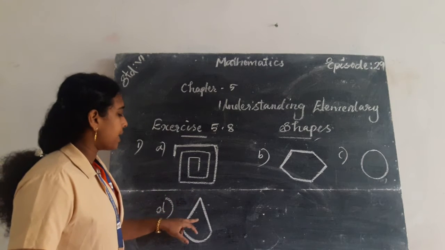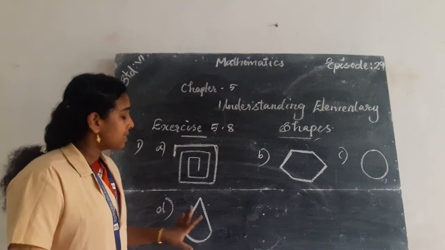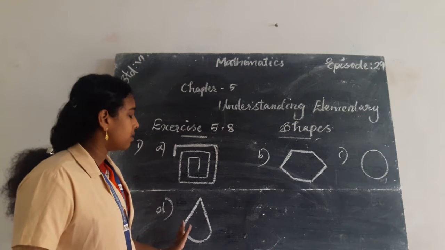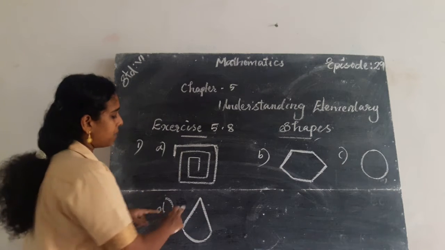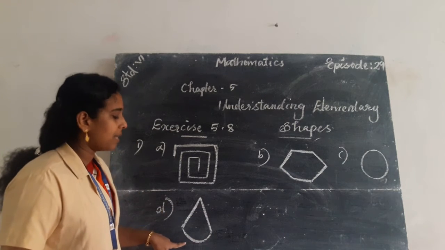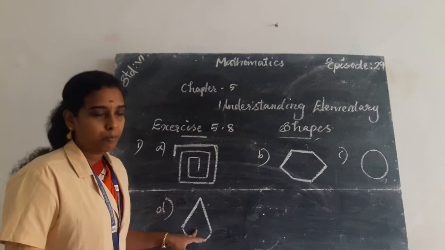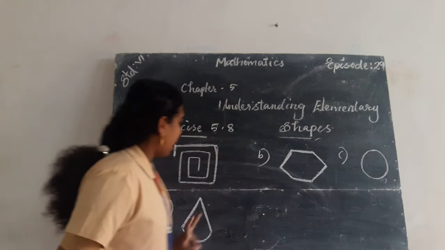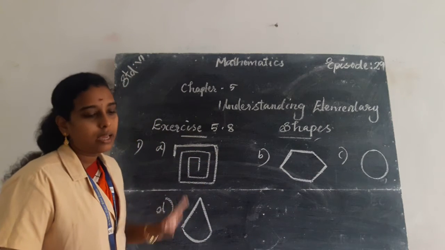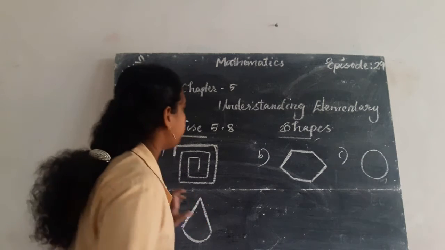Then the next one is like this, and this is also not a polygon. It's a closed figure, but it's not entirely made up of line segments. The two sides are made with line segments, and the third side is not made up of line segments. So this is not a polygon. So the figures A, C and D are not polygons in question number 1 of exercise 5.8. Okay.